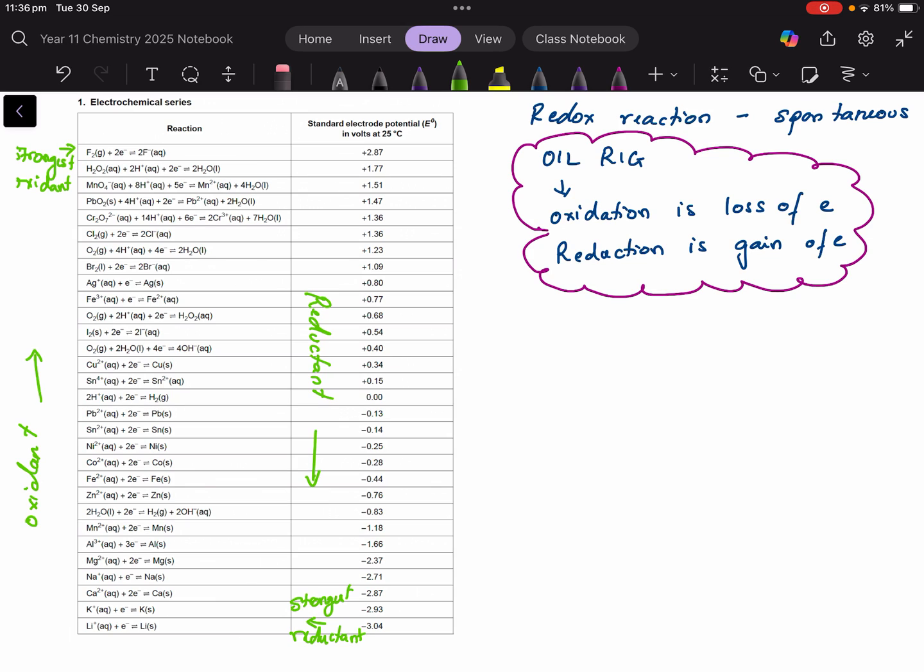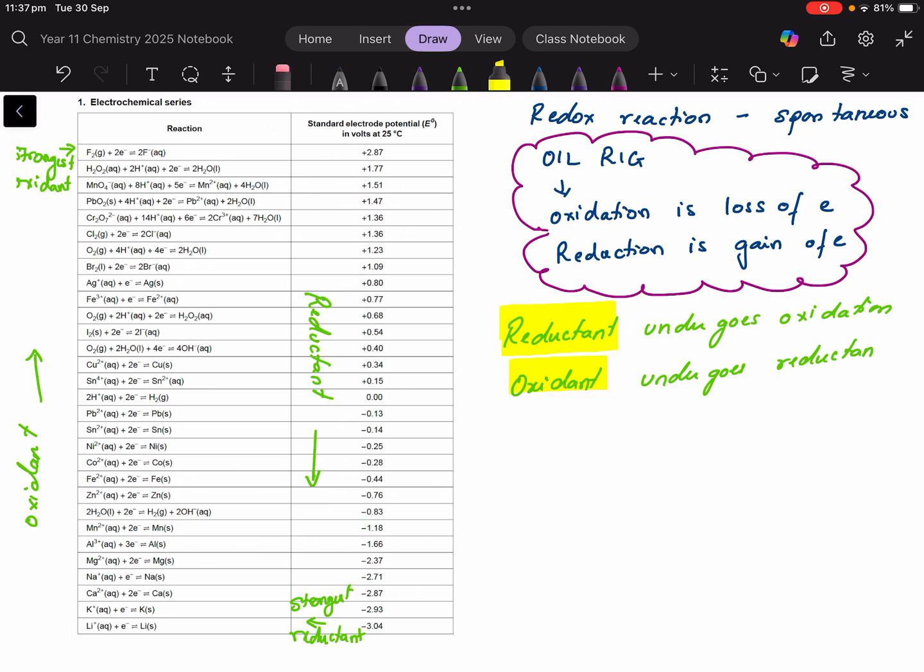What I'm also going to make a note of here is that the reductant undergoes oxidation, and the oxidant undergoes reduction. This is a bit of the confusion that always occurs in your heads, based on oxidation, reduction, and what type of reactions will take place for each of those.